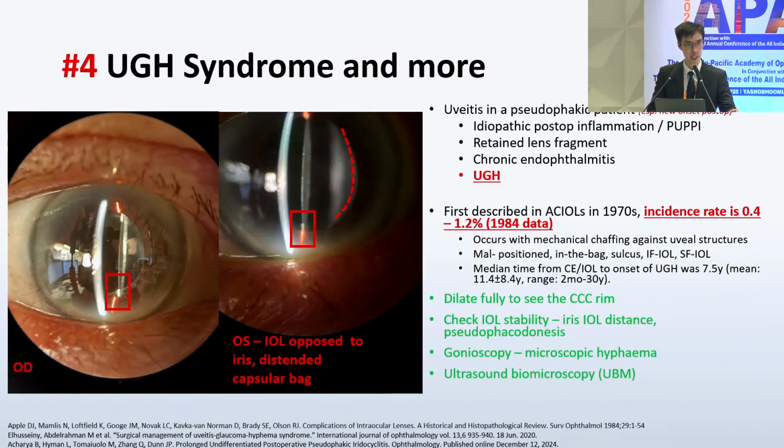In the left eye, he has been suffering from what people have labeled as uveitis and microscopic hyphema for the past 6 months. If you look at it, the sulcus space has been obliterated, and the dotted line showed an extremely distended capsular bag. So this patient actually has an extreme form of capsular block syndrome with concomitant UGH due to the anterior displacement of the lens-bag complex. This was easily solved with a YAG laser. So in summary, you can look and dilate the patient fully to see the CCC rim. You can try to check for IOL stability, look at the sulcus space, consider gonioscopy and UBM as well.